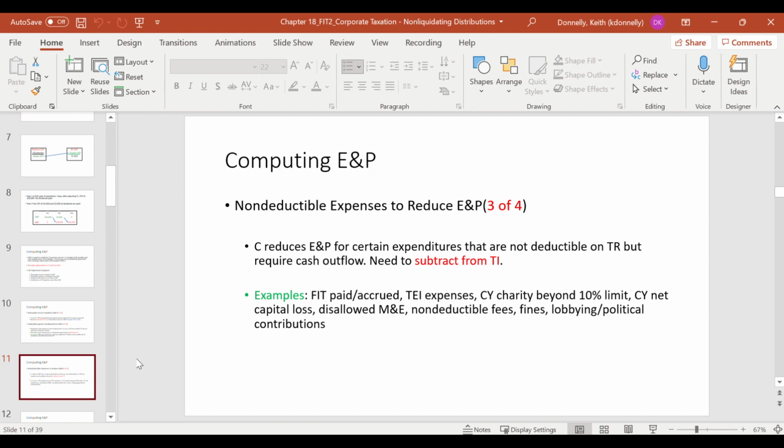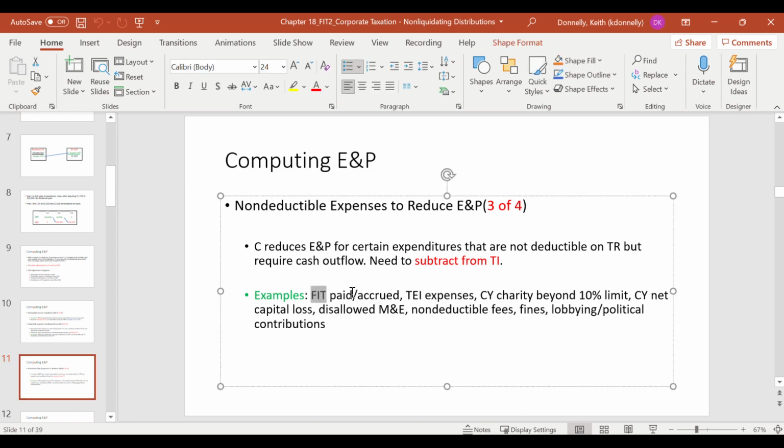So certain things here, like federal income taxes paid or accrued, tax-exempt interest expenses, charity beyond the limitations, things like disallowed meals and entertainment, non-deductible fees, fines, penalties, lobbying contributions. So, for example, on our taxable income, you do not get a deduction for taxes paid. We discussed that, right? However, from an economic standpoint, if we were just looking at what your income was as a business, that would be a reasonable thing we would expect to see on there.